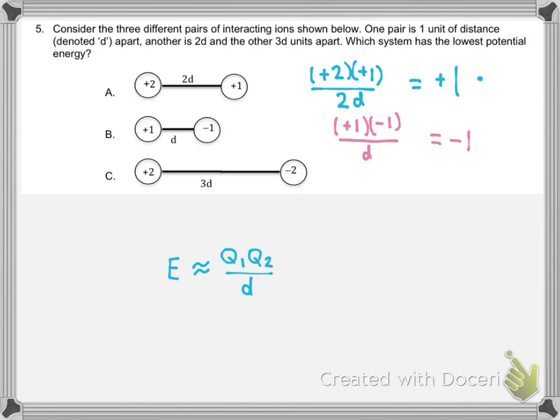And then for our last one here, we have a particle that is +2, -2, divided by 3d. So that would end up being -4/3, which is like -1 1/3.